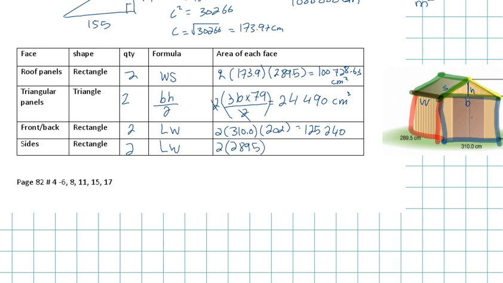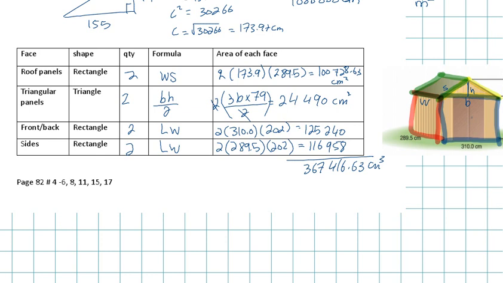Are you guys okay with this so far? So you see how I'm splitting my figure into different shapes? Now I have to add them all together, and then at the end I have to convert to meters squared. If I add them all together, I'm going to end up with centimeters squared, not cubed, because that's area.